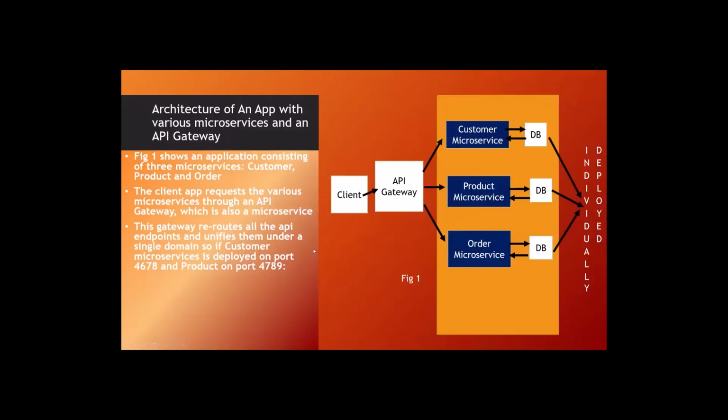So if the customer microservice is deployed on port 4678, a fictitious port, and the product on, say, another port, 4789, then localhost 4678 for the customer microservice will be rerouted as localhost colon port 4001 slash API slash customer, and for the product, localhost 4789 will be rerouted as localhost colon 4001 slash API slash product, assuming that 4001 is the API gateway port.